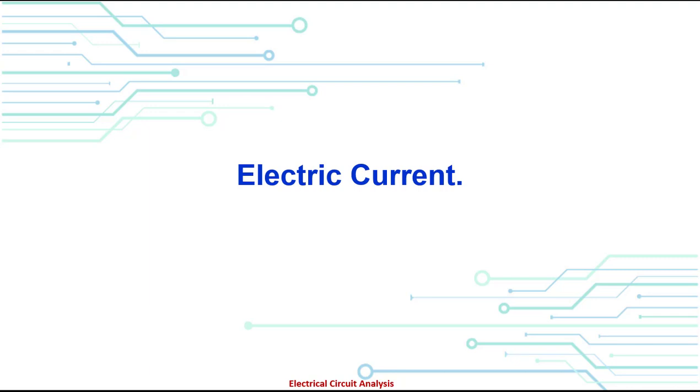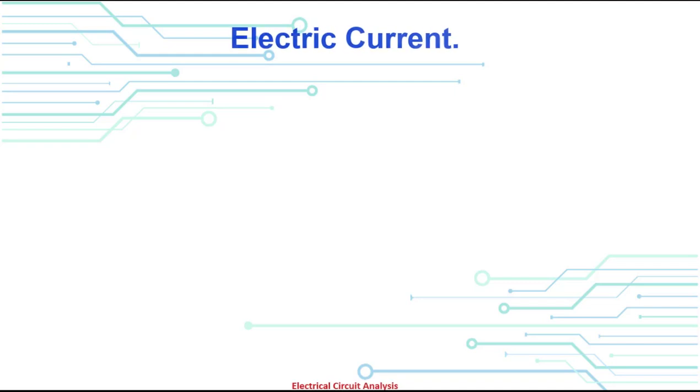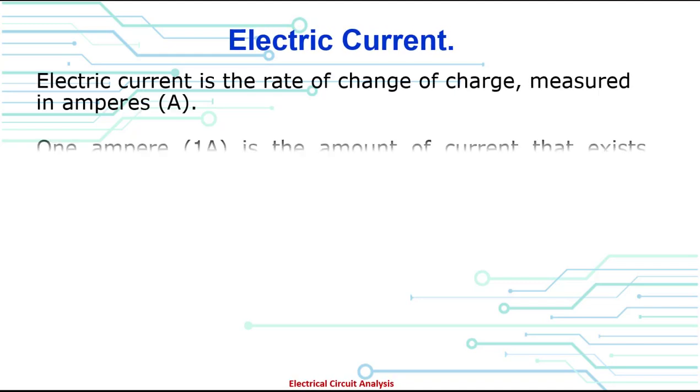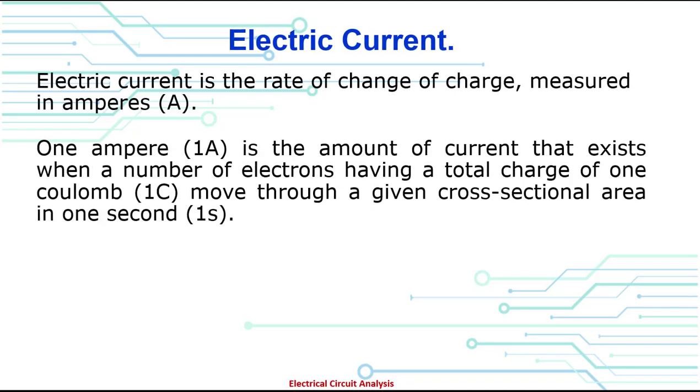In this unit, we will discuss electric current. Electric current is rate of change of charge measured in ampere. 1 ampere is the amount of current that exists when a number of electrons having total charge of 1 coulomb move through a given cross-sectional area in 1 second.